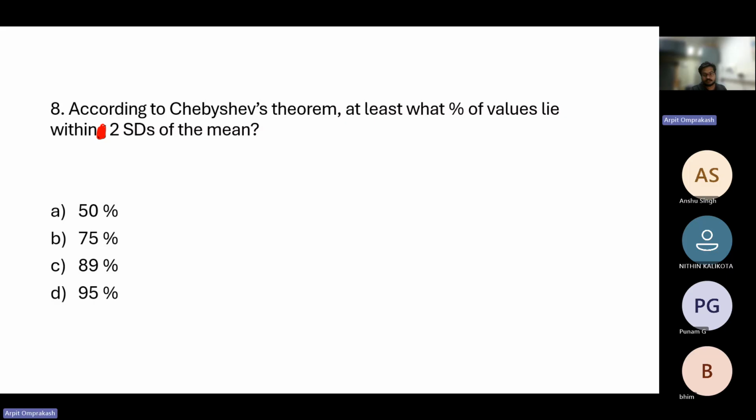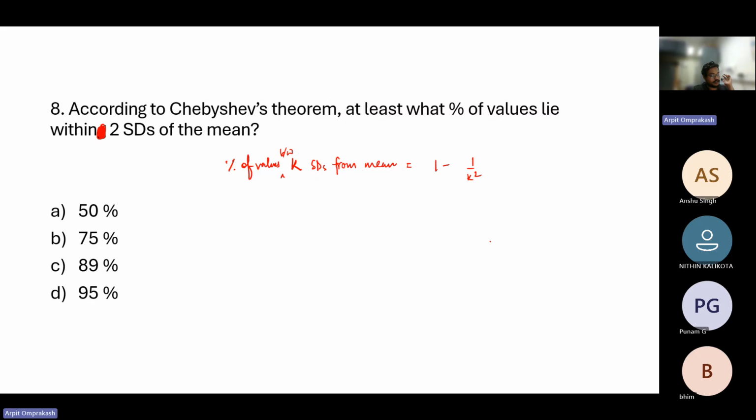Someone says D, someone says B. So according to Chebyshev's theorem, if you want to look at the percentage of data between k standard deviations from the mean, the percentage of values between k standard deviations from the mean is equal to 1 minus 1 by k square, approximately. So this is basically Chebyshev's theorem.